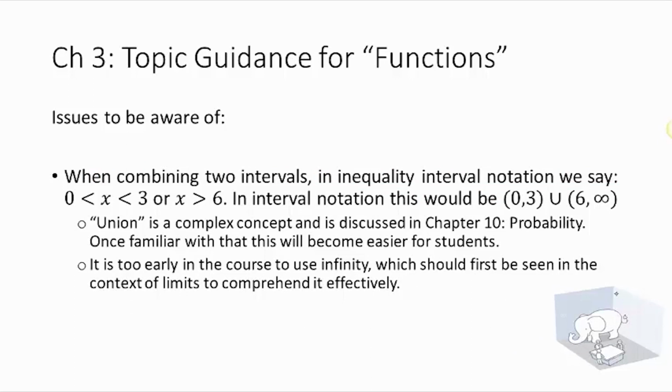Quite a big thing is actually when we have to combine two intervals. In inequality interval notation, we're used to saying, so x is between 0 to 3 or x is greater than 6. But in interval notation, that would actually be written as a union of two sets. And union is quite a complex concept. It's introduced and discussed as part of the syllabus in Chapter 10, Probability. And once they've seen that chapter and they've got to grips with the idea of union, then that will become a much easier path to take for students to make that step from writing it in the inequality interval notation to writing it in bracket interval notation.